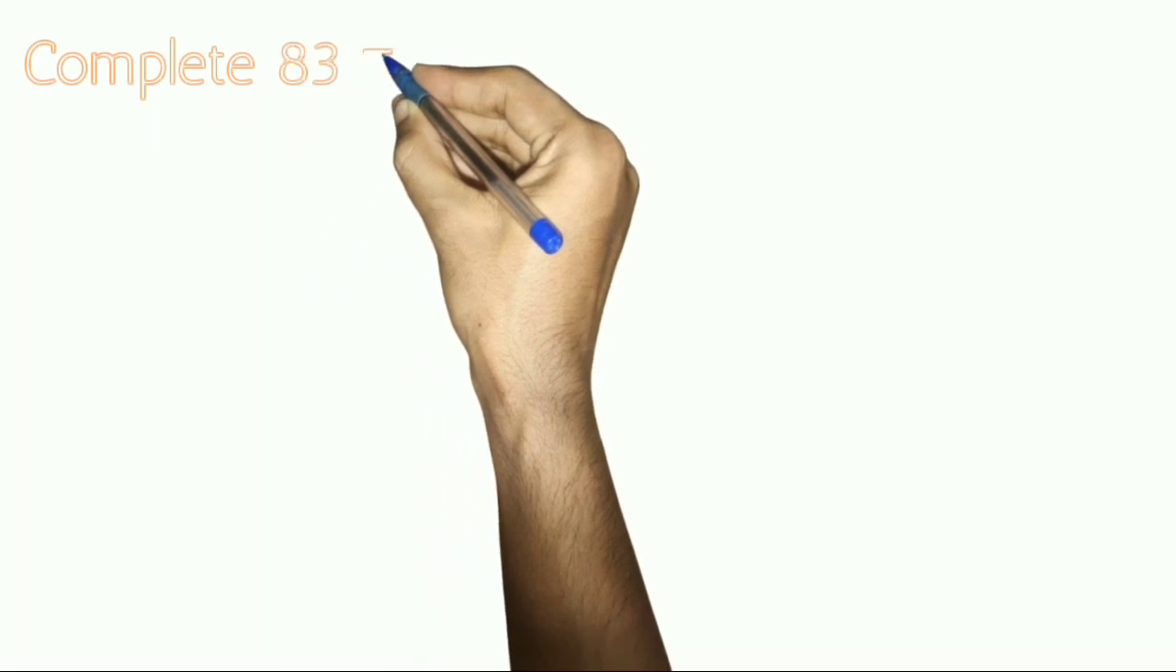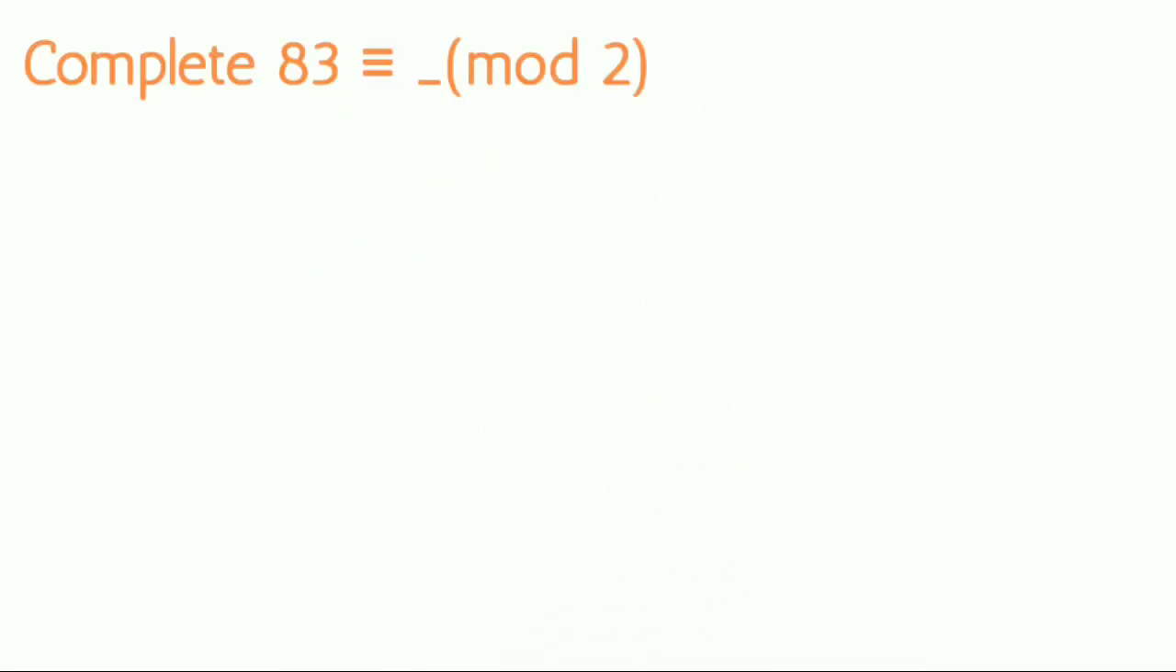Complete: 83 is congruent to blank mod 2. Same concept, maghahanap kayo ng smallest positive integer na kung i-deduct natin sa 83, ang result ay divisible by 2. Remember, ang ating A is yung 83, ang ating B is yung blank, at ang ating N ay yung 2. Take note that A minus B should be divisible by N. Therefore, 83 minus B should be divisible by 2. Kaya maghahanap tayo ng least positive integer or smallest positive integer na kung i-deduct natin sa 83, ang result ay divisible by 2. Let's try 0.